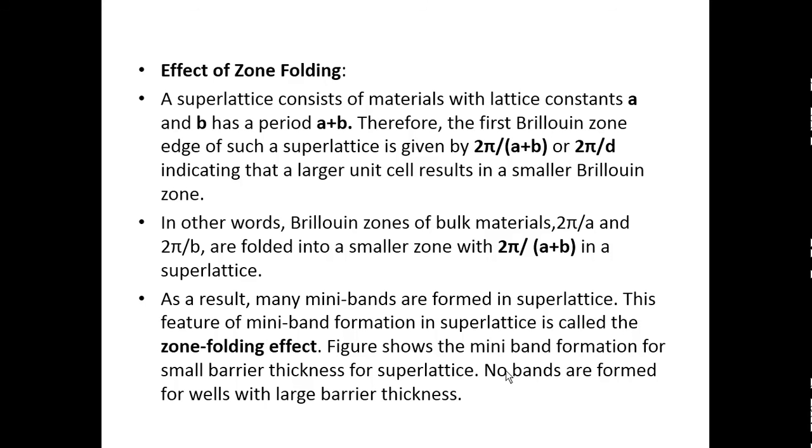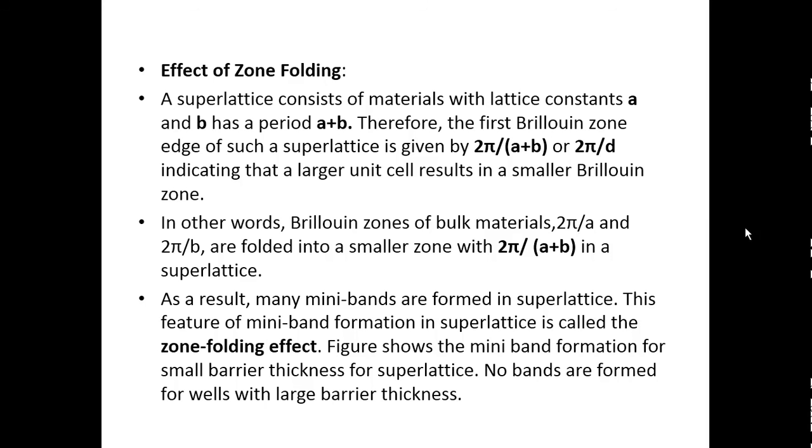So what is the effect of zone folding? A superlattice consists of materials with lattice constants A and B, which has a spatial periodicity of A plus B. Therefore, the first Brillouin zone edge of such a superlattice is given by 2 pi by A plus B, that is 2 pi by D, indicating that a large unit cell results in a smaller Brillouin zone. In other words, the Brillouin zones of bulk materials, 2 pi by A and 2 pi by B, are folded into a smaller zone with 2 pi by A plus B in a superlattice.